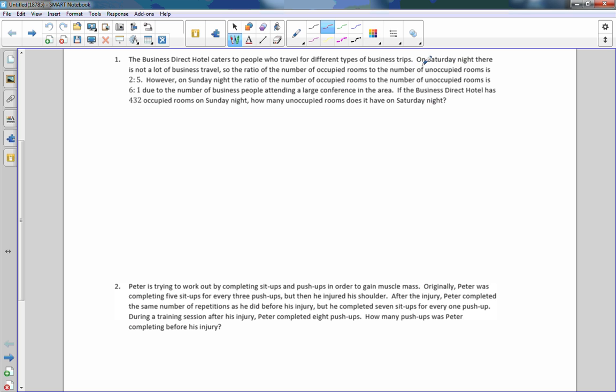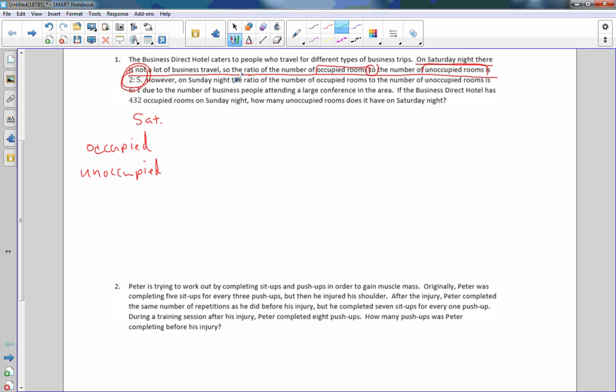Okay, so this is on Saturday. All of this is Saturday. And we have the number of occupied rooms to the number of unoccupied rooms. So I'm going to do Saturday, occupied, and then unoccupied, vacant. And the ratio is 2 to 5.